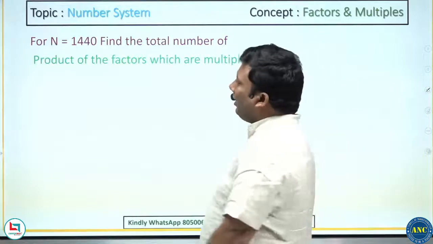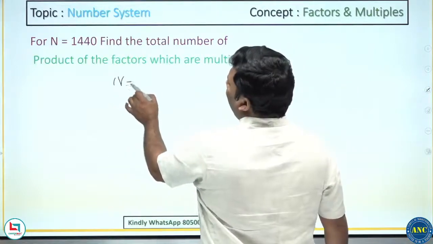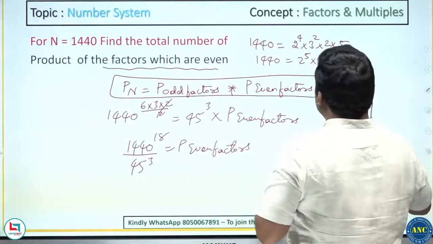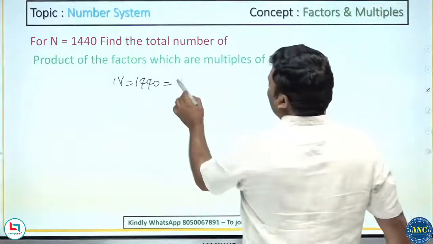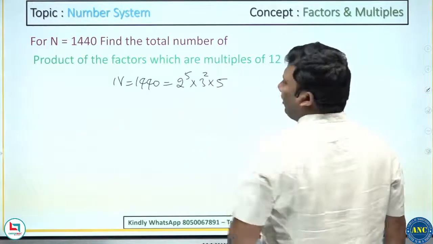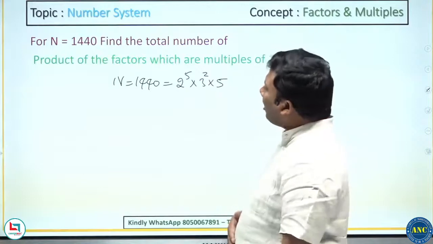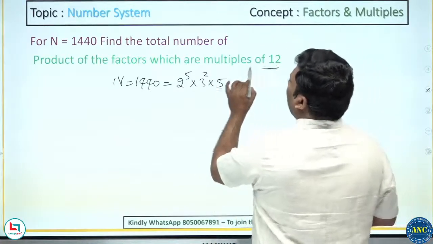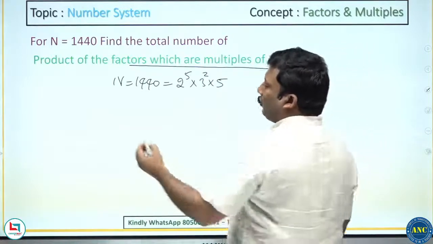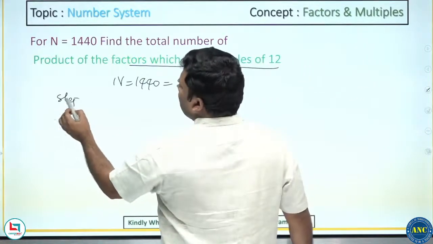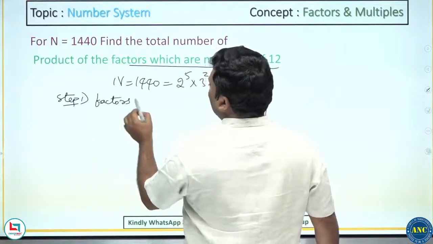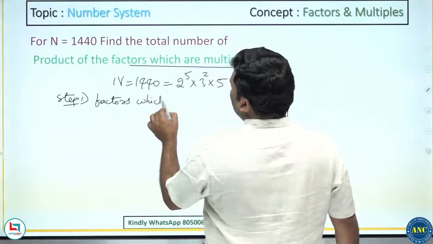Second question, for n equivalent to 1440. What is the factorization for 1440? It is 2 power 5 into 3 square into 5. This is the number. Product of the factors which are multiples of 12. Step number 1: first take the factors which are multiples of 12.